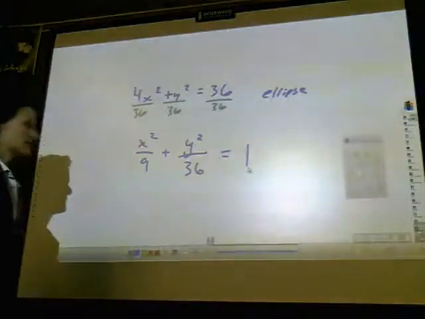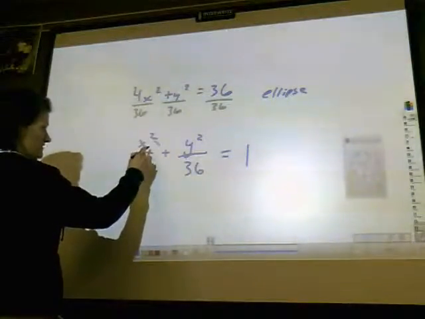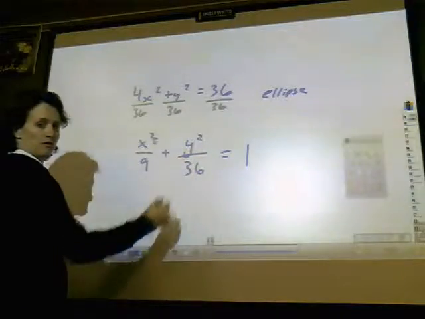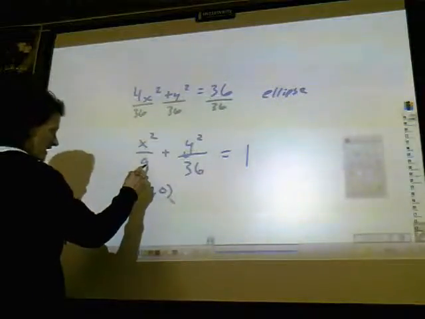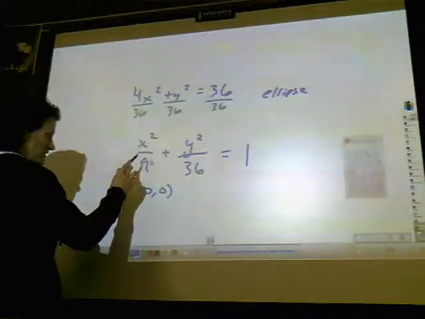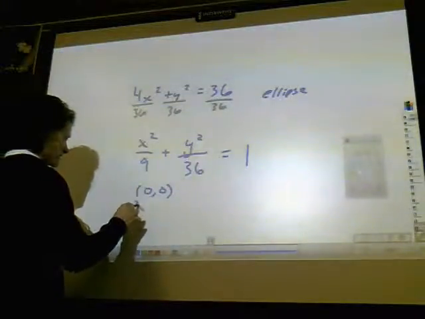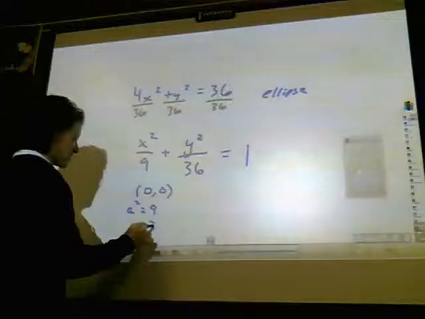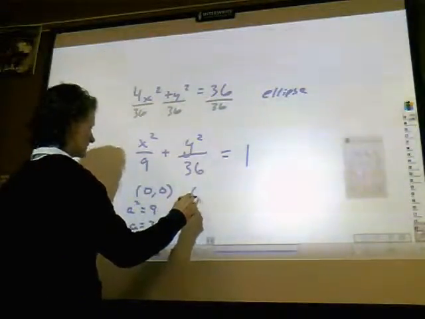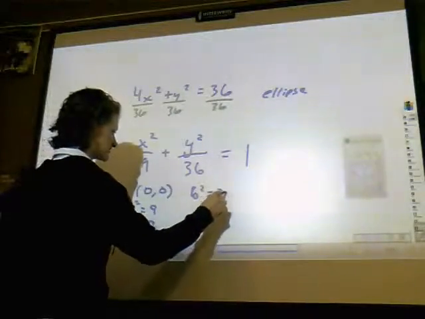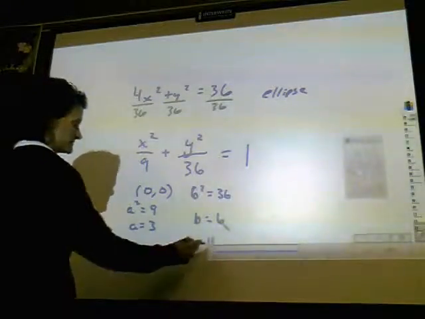So now we're in ellipse form, and we have a 0 and a 0 with our two completed square terms. So that's the center. And then we said that A was the term underneath the x squared, but we had to take the square root of this. This is A squared. So A squared equals 9 indicates that A is 3. So the general wideness of this ellipse is 3, and B squared is 36, so B is 6. So that's the general tallness quotient of the ellipse.